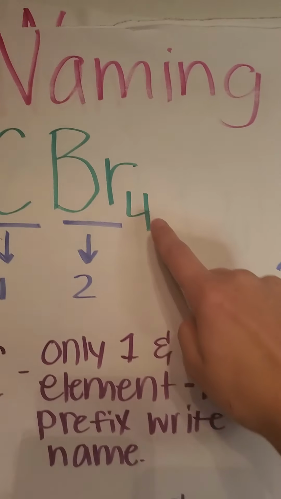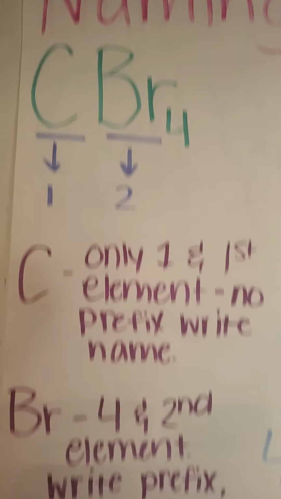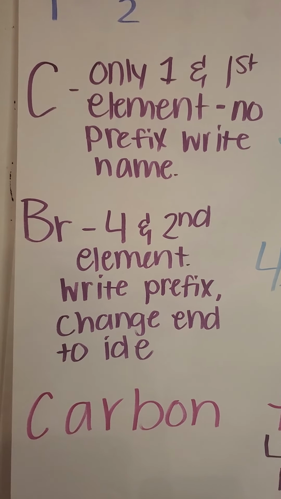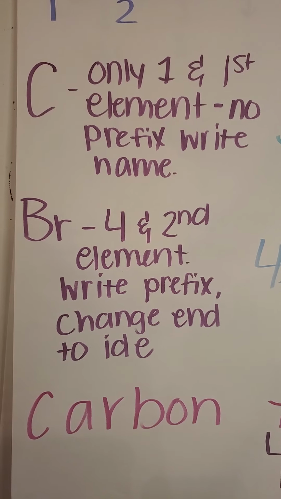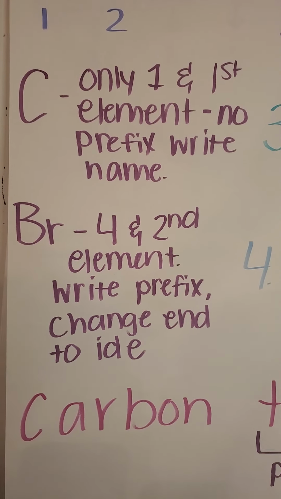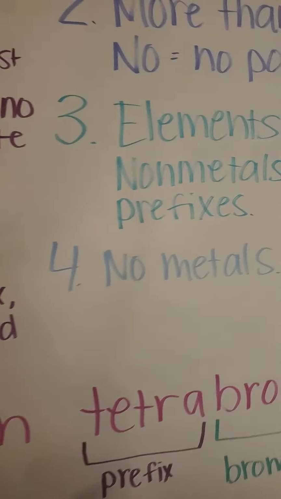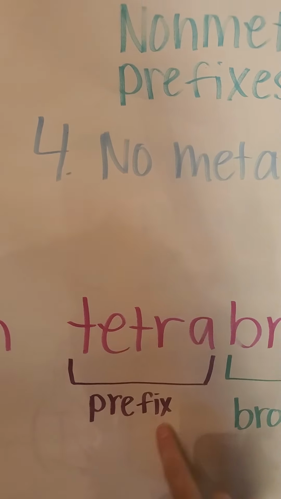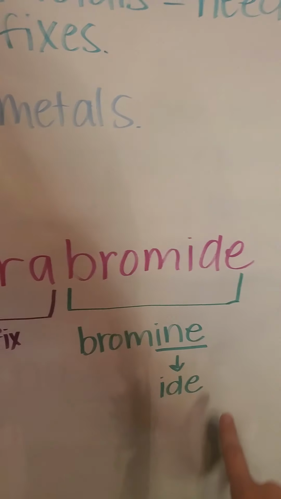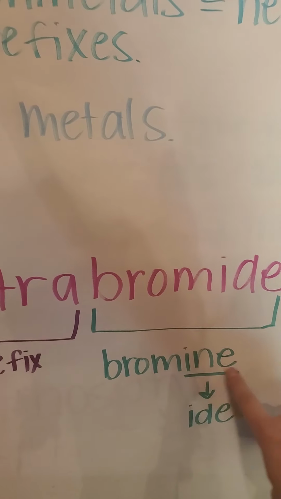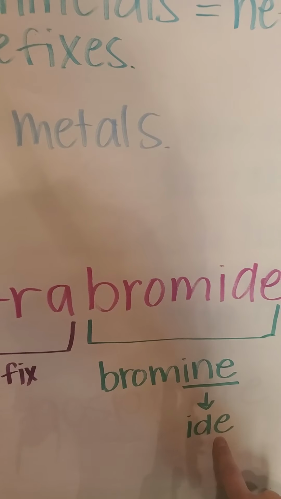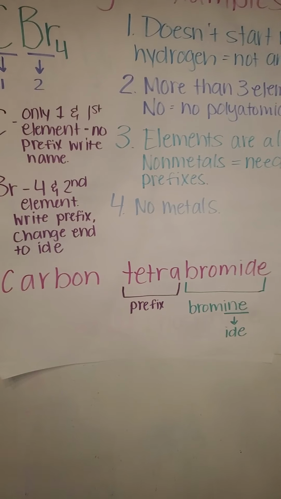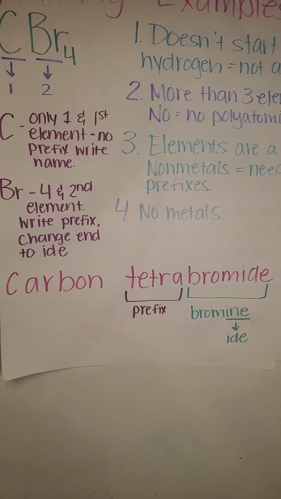Bromine, okay, there are 4 of them, and it's the second element, so we need a prefix, and we are going to change the INE to IDE. So, our prefix is tetra. Okay, so that tells us we have 4 of them. And then we take bromine and change the INE to IDE. So bromide. So our whole compound's name is carbon tetrabromide.